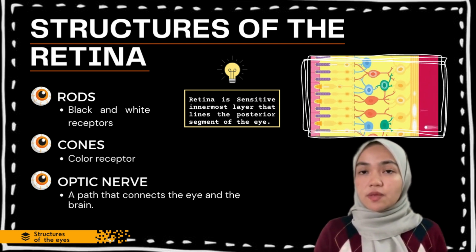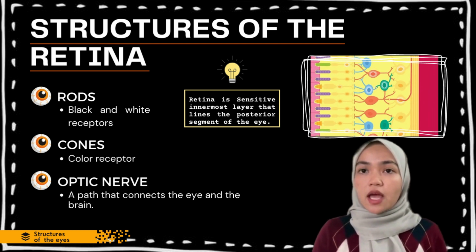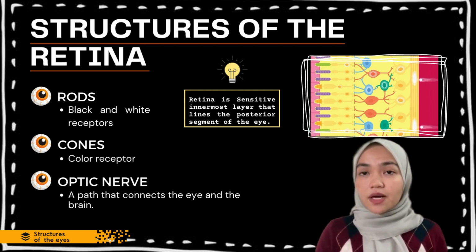Rods process black and white, whereas cones process colors. These cells turn images into nerve impulses that are sent to the brain through the optic nerve. Optic nerve: the nerve impulses formed by the retina travel along the optic nerve to the brain. Basically, the optic nerve is a path that connects the eye and the brain.